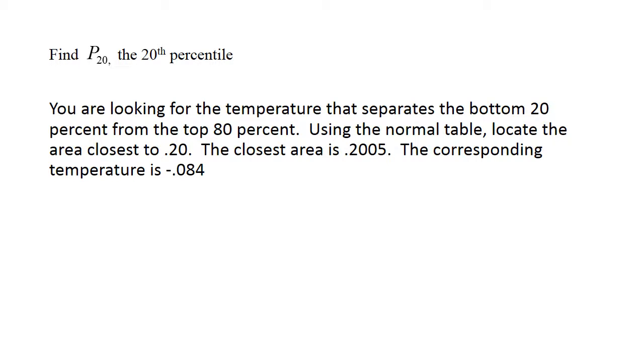This next question is different. This time, you're looking for the temperature that separates the bottom 20% from the top 80%. So this time, using your table, you locate the area closest to 0.20 in the table. Remember that the area is the inside values of the table. Looking at the body of the table, the closest area is 0.2005. The corresponding temperature is negative 0.84. This is your temperature, this is your z-score.